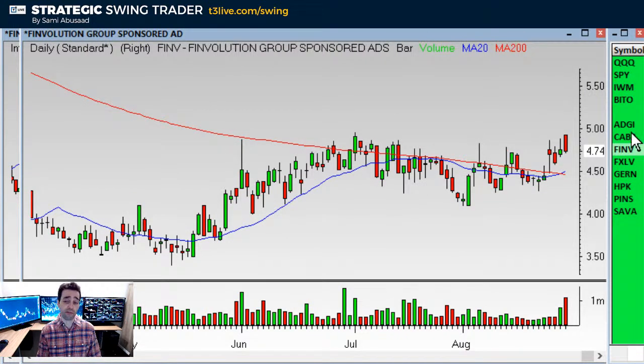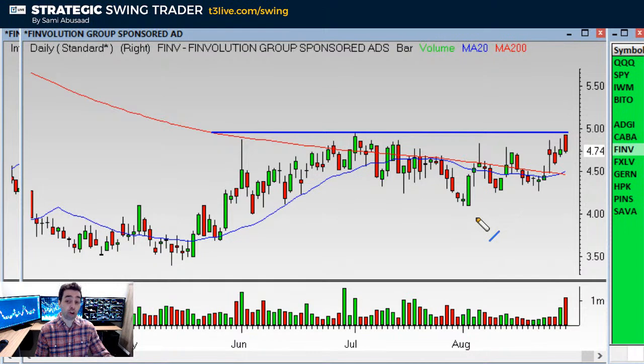FINV looks beautiful if it can take out 4.90 or so. Okay, the red bar, and then since it's a long-term play, I would give it the room to here. Okay, give it a lot of room because it would be a long-term play.